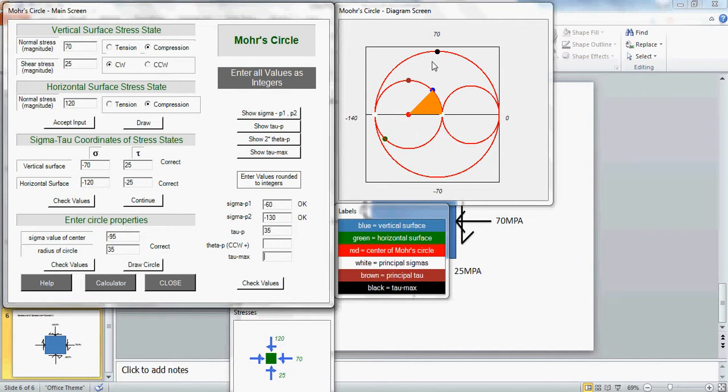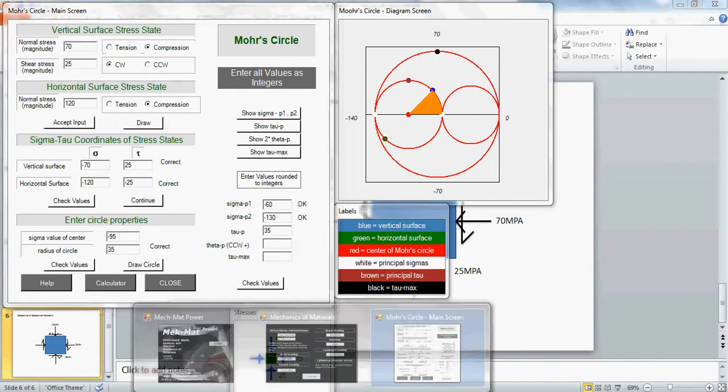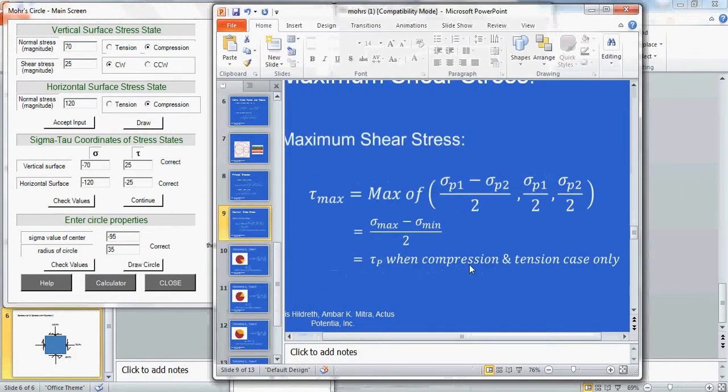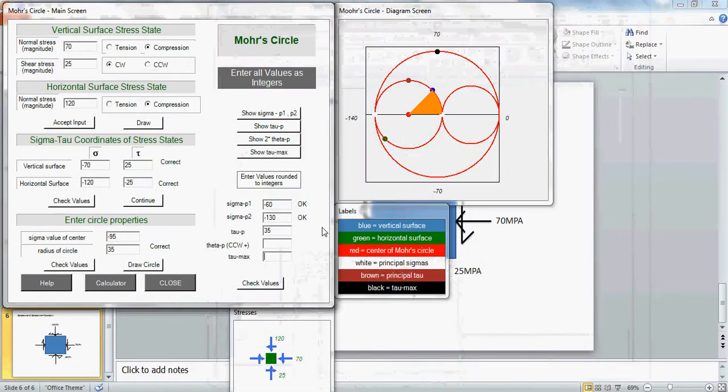Tau max is different from tau P. You can see tau max relies on this larger circle that goes from the maximum to the minimum, where the maximum is 0 and the minimum is your P2, so negative 130. You can see the equation for this right here. You should calculate that out to be 65.